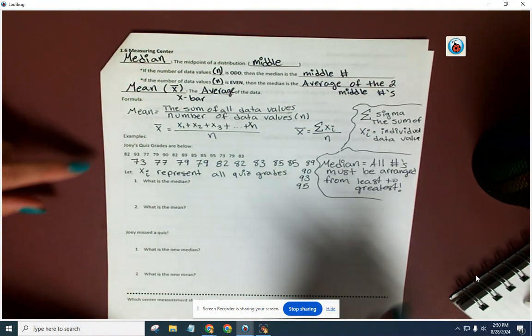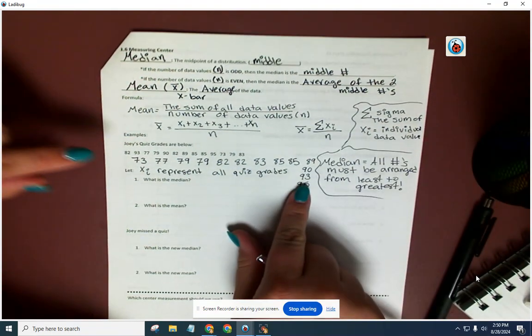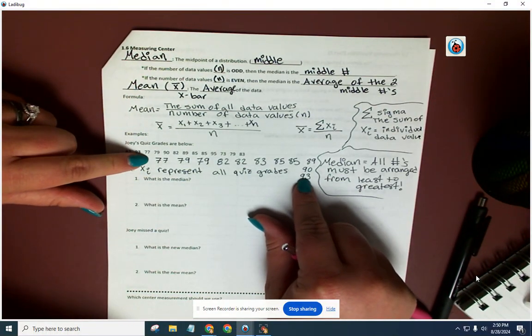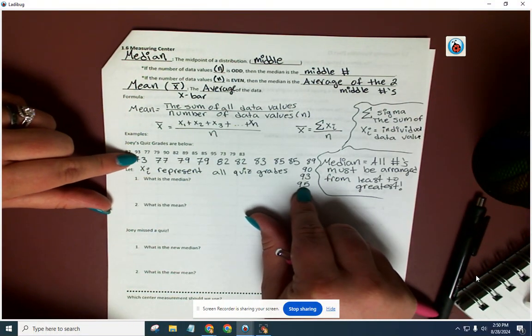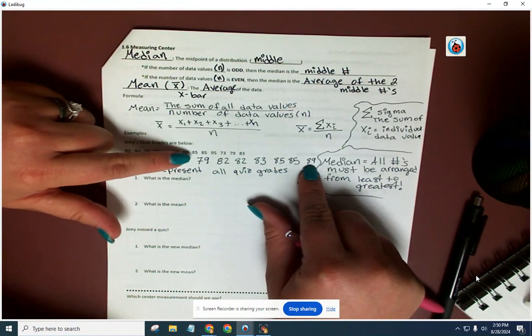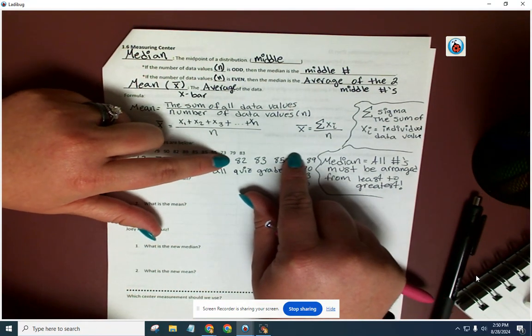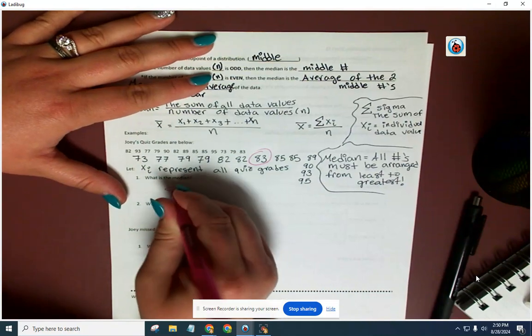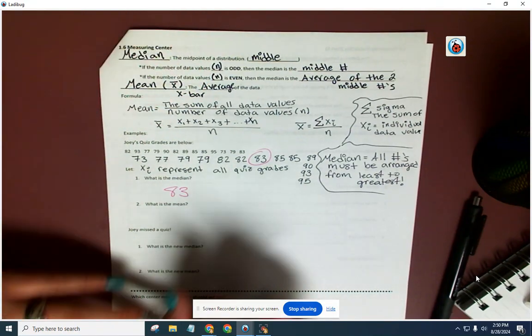So for the median, we're going to start on the outside and work our way inside to try to find the middle numbers. I'm going to go down low, then next one high, low, high, low, high, low. 83. So 83 is the middle number, so our median is 83.